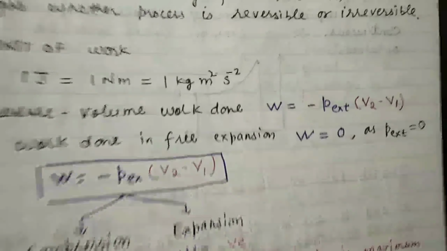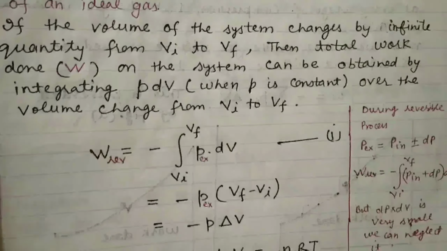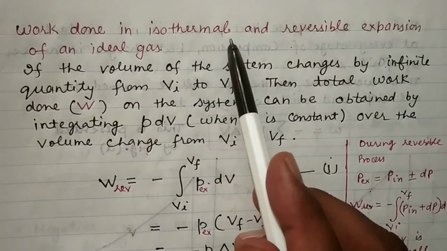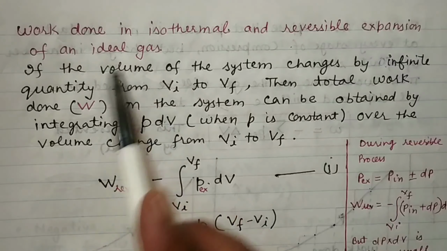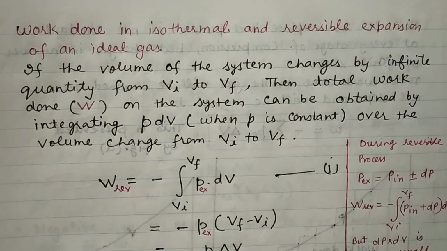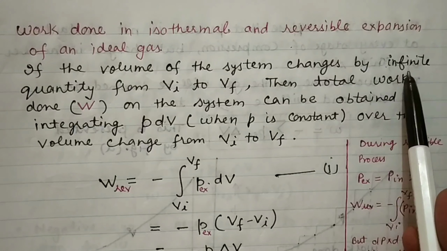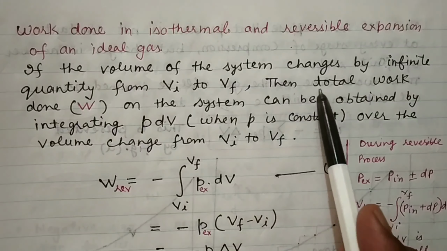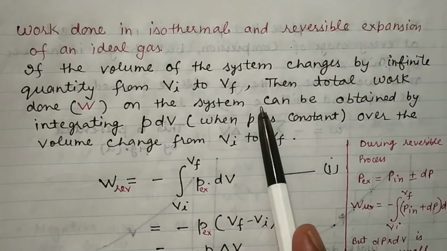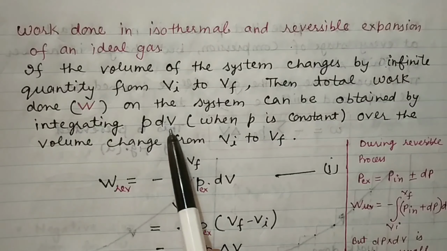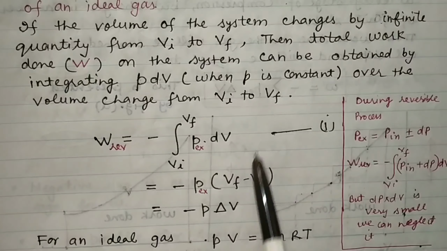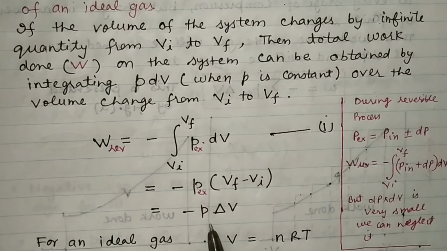Next, moving to work done in isothermal and reversible expansion of an ideal gas. Now here we have considered that the volume of the system changes by an infinitesimal quantity from initial volume Vi to final volume Vf. Then the total work done W on the system can be obtained by integrating PdV. When pressure is constant, we have taken W irreversible is equal to minus P delta V.